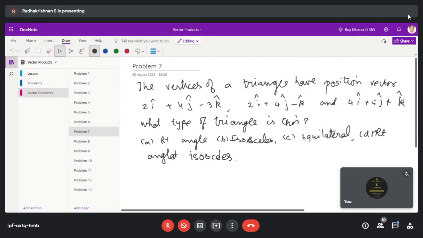How do you say that? Sir, the first one comes as root 29. Second one root 21. Third one root... One minute. See, these are not the sides of the triangle. Read the problem. These are the vertices of the triangle, right? Okay, sir. They give these a little tricky like this. So how will you determine the sides? You have to determine the sides first.